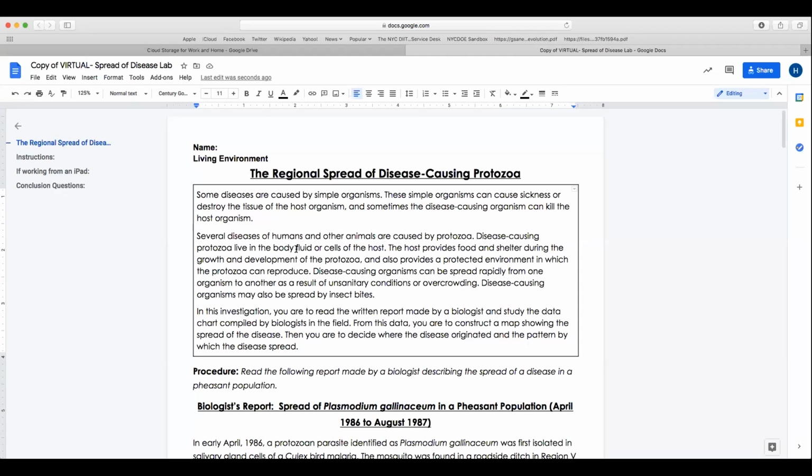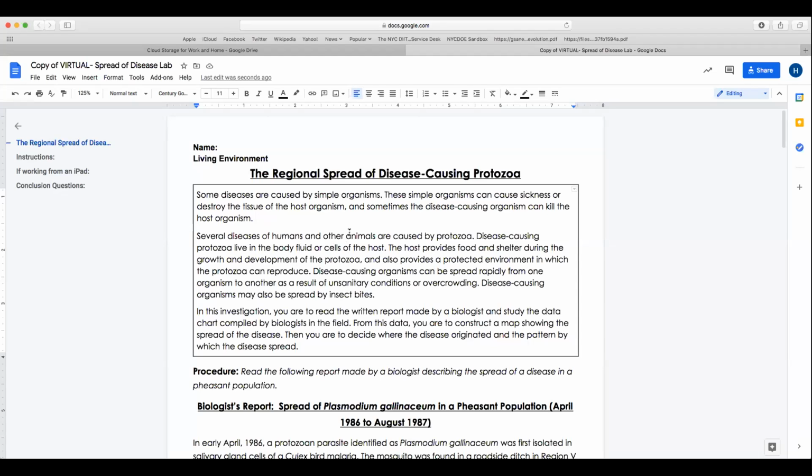Some diseases are caused by simple organisms. These simple organisms can cause sickness or destroy the tissue of the host organism. And sometimes the disease-causing organism can kill the host organism. Several diseases of humans and other animals are caused by protozoa.